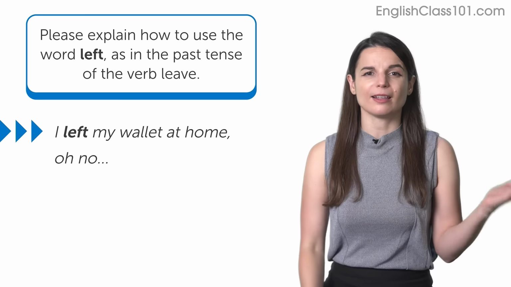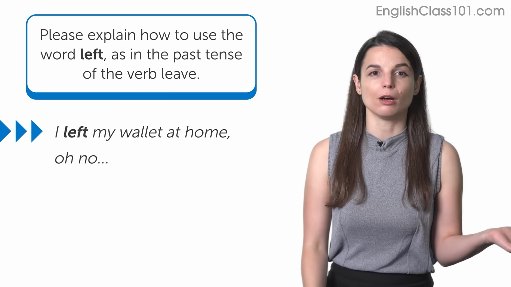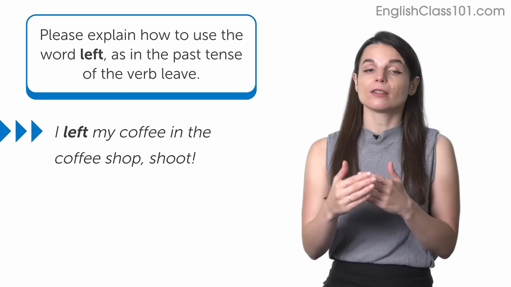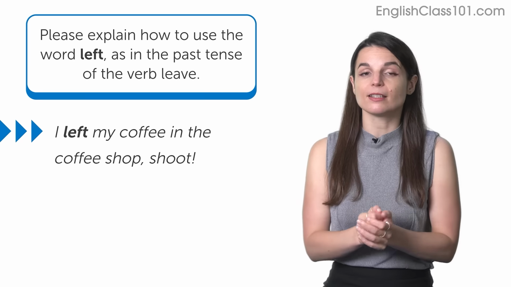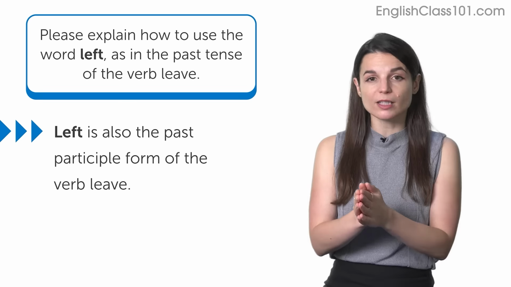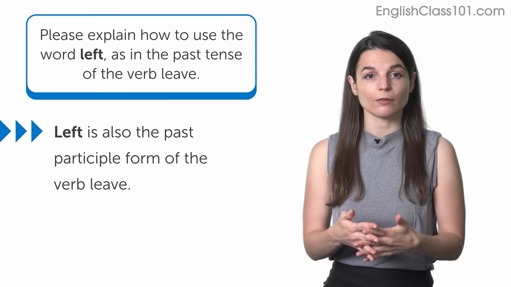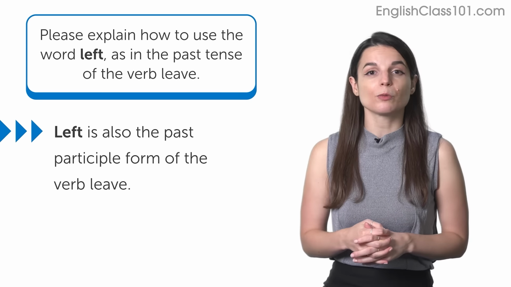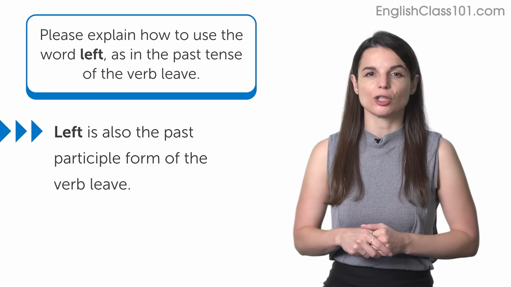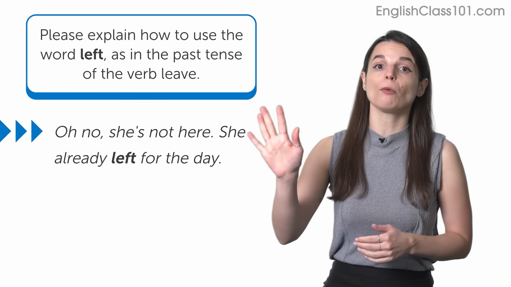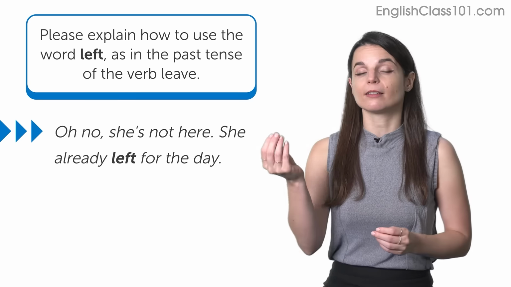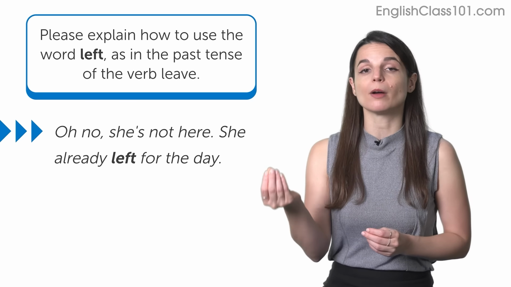For example, I left my wallet at home. Oh no. Or I left my coffee in the coffee shop. Shoot. So these are examples of simple past tense use of left. Left is also the past participle form of the verb leave. So you might hear this in situations like this. You're looking for someone in your office and they say to you, oh no, she's not here. She already left for the day. She already left.